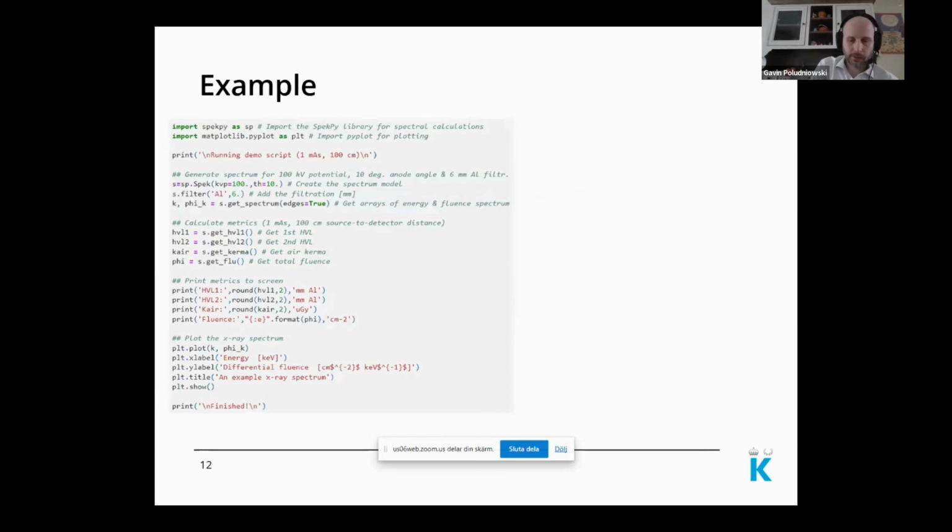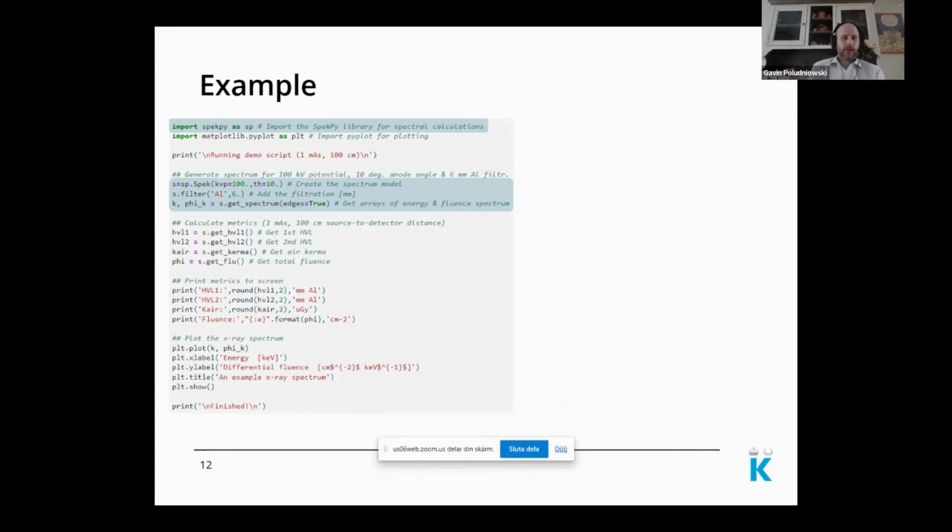It's a bit longer than it needs to be to do what it does, but I will highlight a few key lines. When you write a Python script, you need to import the toolkit with a statement like this: import SpecPy. And then here is the real important business highlighted here. The first of these three lines, we create the spectrum model using this spec class. We give it as an input the tube potential and the anode angle.